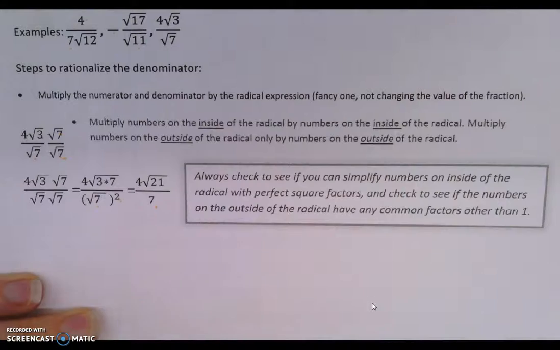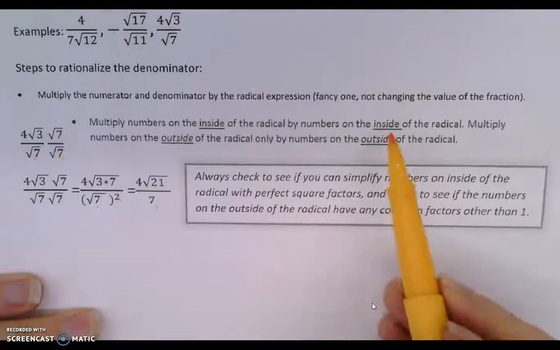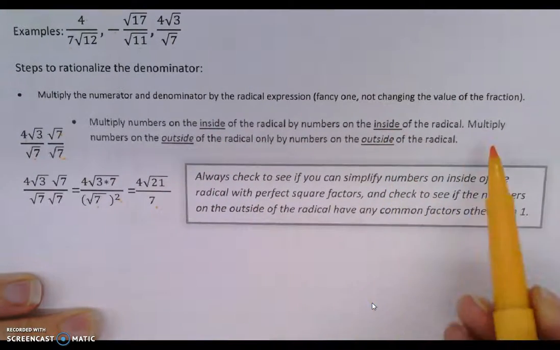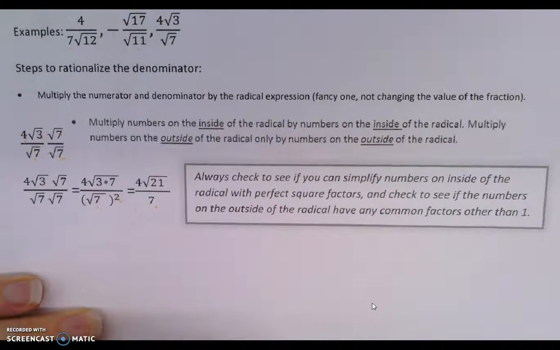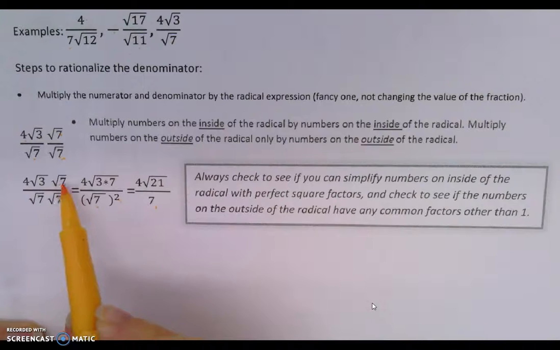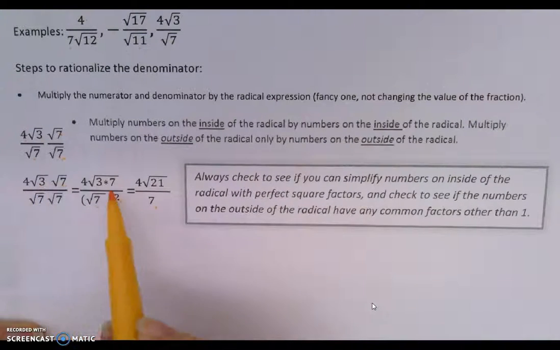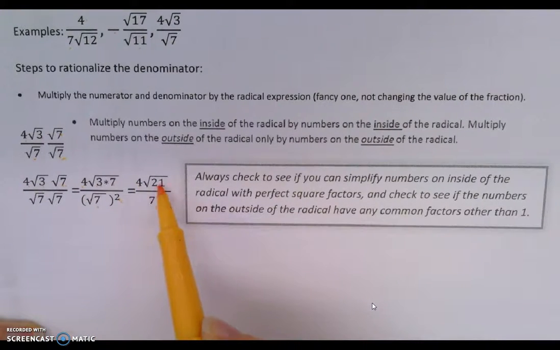Remember to always multiply numbers on the inside of the radical by numbers on the inside of the radical, and multiply numbers on the outside of the radical only by the numbers on the outside of the radical. So here, 7 and 3 are inside the radical, so that's radical 7 times 3. I don't touch the 4 on the outside. 4 square root of 21 all over 7.